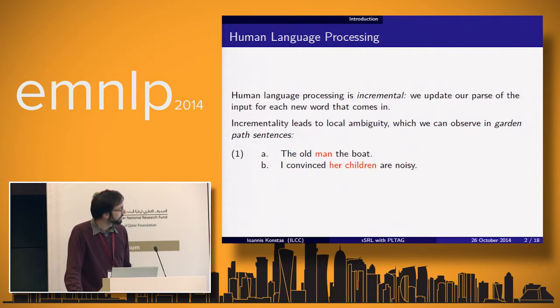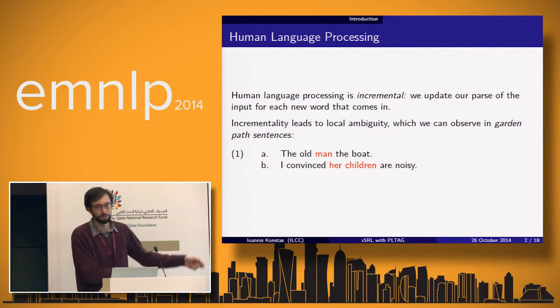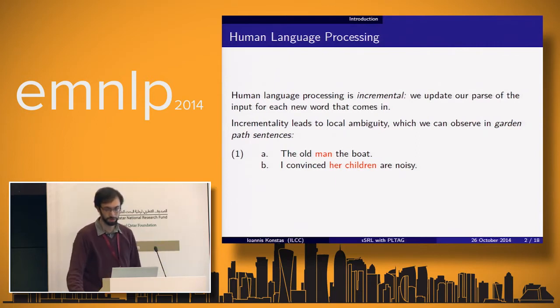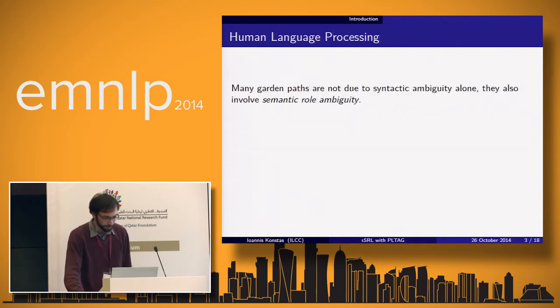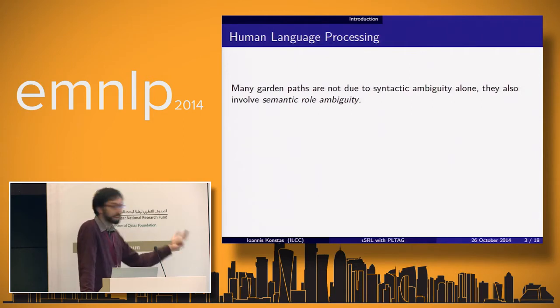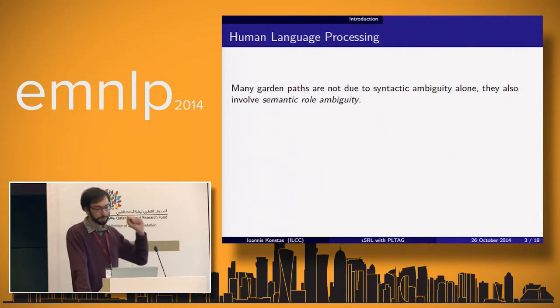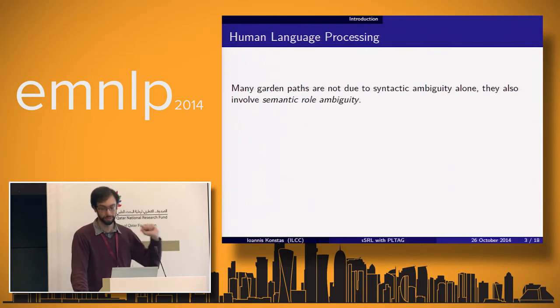So by the time you reach the word children, you believe, I convinced your children to do something, but then probably I convinced somebody else here that your children are noisy and so on. So there is some syntactic ambiguity going on. Now, many garden paths are as such, not just because of syntactic ambiguity on its own. It's probably because there is some semantic ambiguity involved, and in particular, as far as semantic roles is concerned.